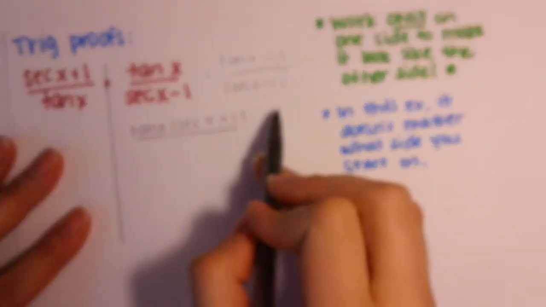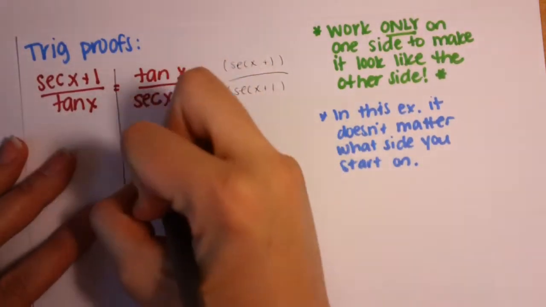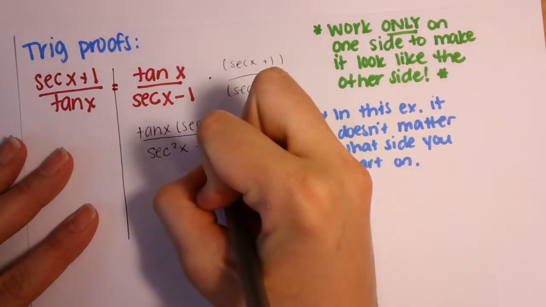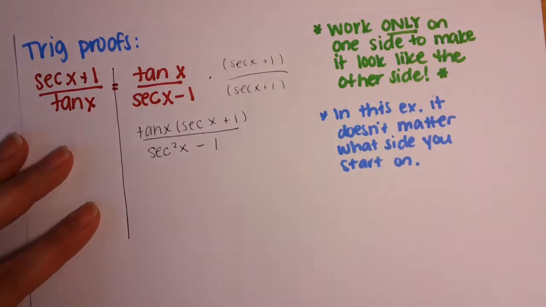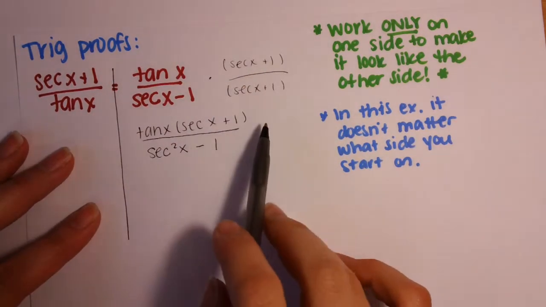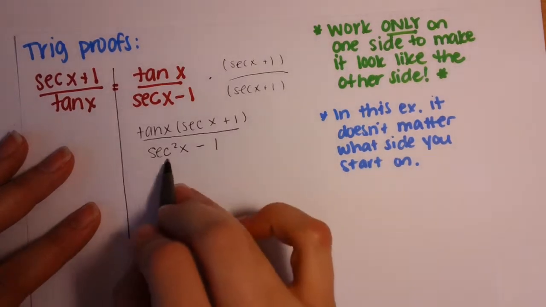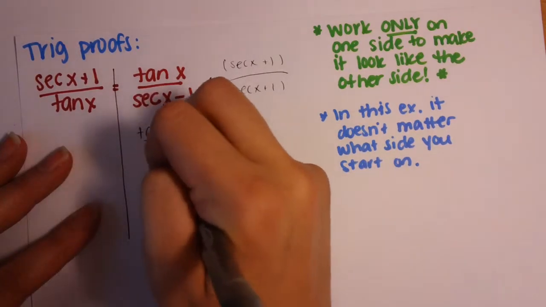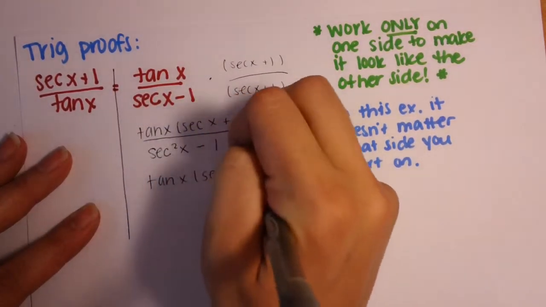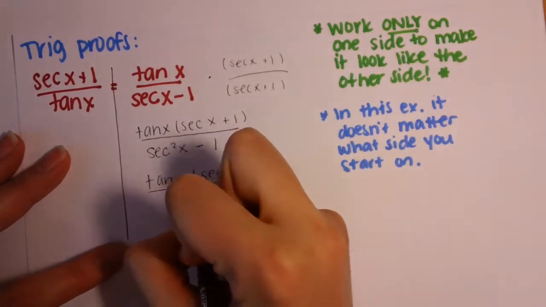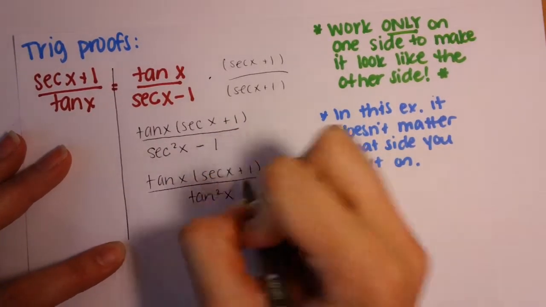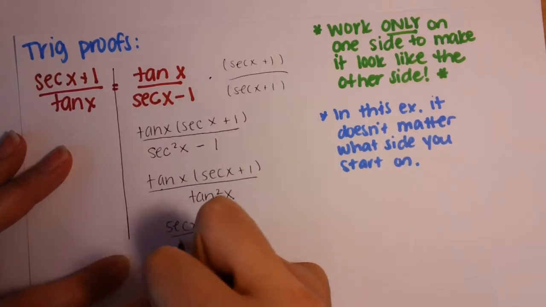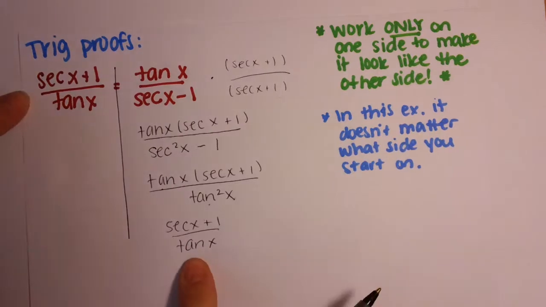And then here I have the identity I could use before, where it becomes secant squared x minus 1. Okay? So this is difference of perfect squares. Now from here, we know that secant squared x minus 1 is the same as tangent squared x. So I have tangent x times secant x plus 1 all over tangent squared x. And this I can simplify, and I have secant of x plus 1 all over tangent of x, which is what I was looking for.